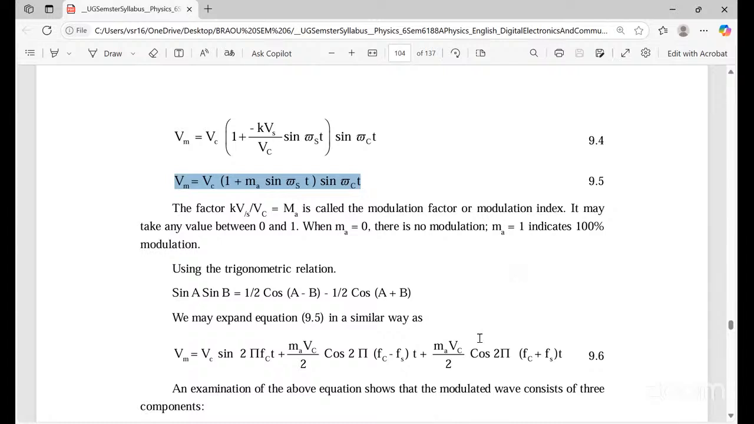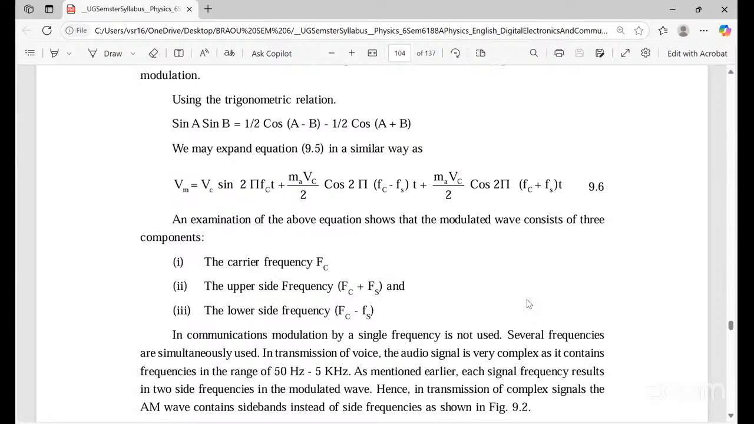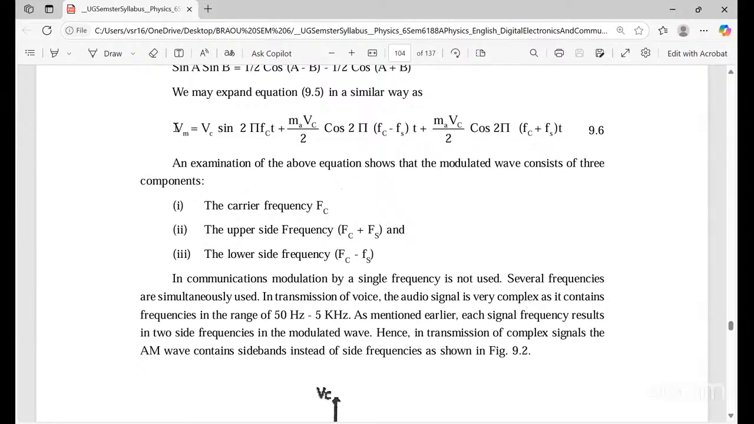If the modulating factor M of A is 0, it means no modulation. Whatever signal you are sending, the same signal comes out. If M of A equals 1, it indicates that the entire signal is going to be modulated, 100% modulation. So using the trigonometric relation, sin A sin B equals 1 by 2 cos (A minus B) minus 1 by 2 cos (A plus B). By simplifying all these, you may get the modulated signal, which is the 9.6 equation.